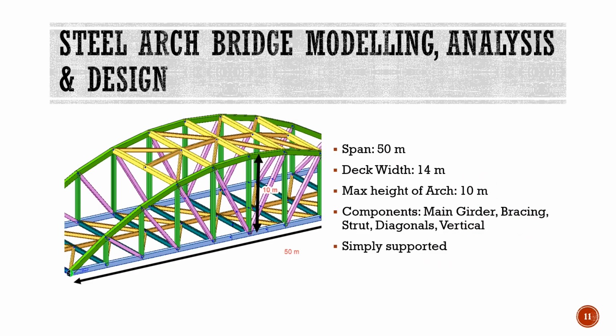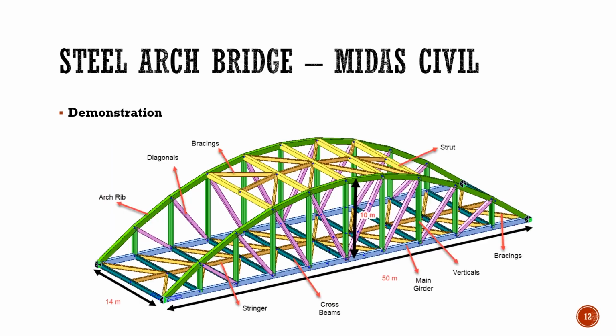Let me just discuss our structure. This is a steel arch bridge with a span of 50 meters. The deck width is 14 meters and the maximum height of the arch is 10 meters. Now let's discuss the components of the bridge.